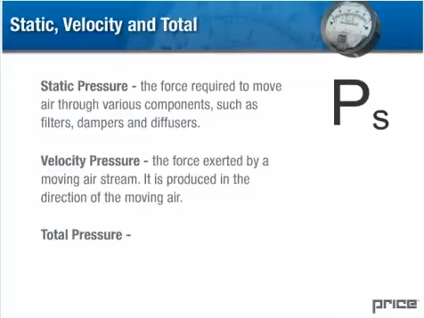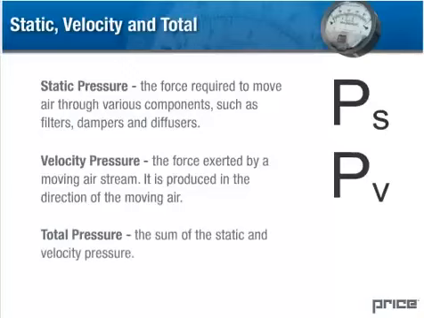Velocity pressure is the force exerted by a moving air stream. It is produced in the direction of the moving air. When we deal with velocity pressure in tables and equations, we often use the notation P sub V. Total pressure is the sum of static and velocity pressure. We use the notation P sub T to stand for total pressure in tables and equations.